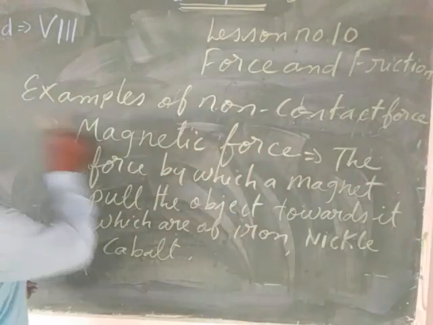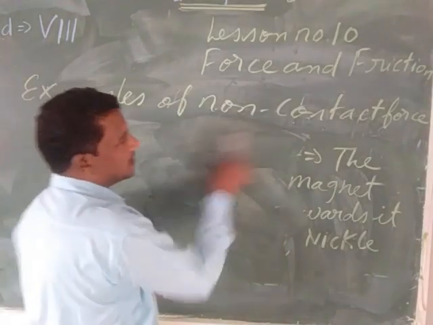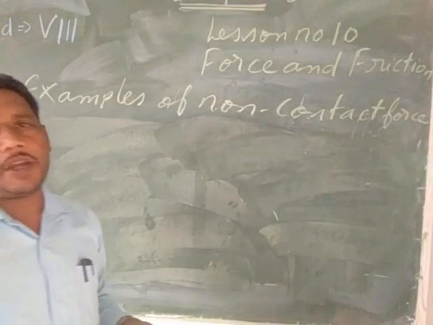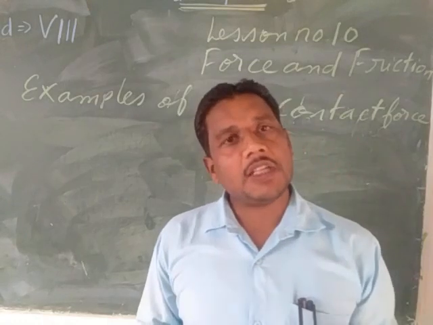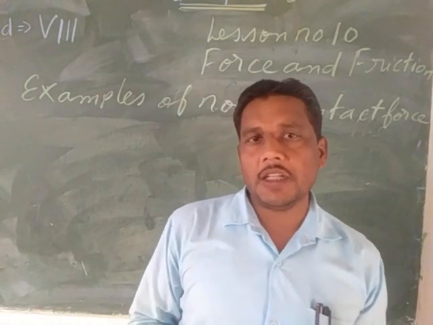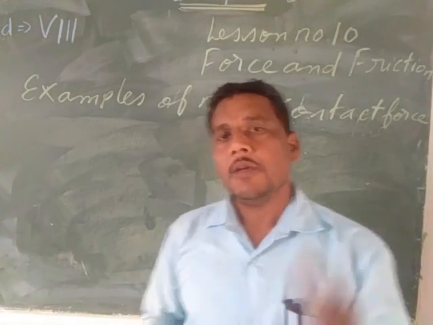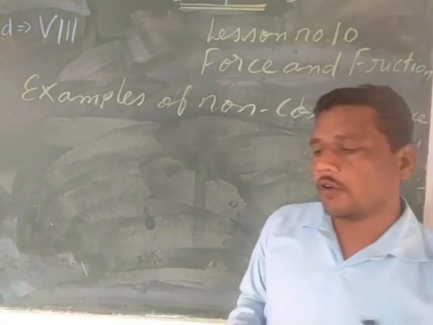In this magnetic force, if you bring the things made up of iron, nickel and cobalt near the magnet, they will go and stick to the magnet because of the strong magnetic power. Even though the magnet is not in touch with the iron nails or the things made up of nickel and cobalt, they are going and sticking to the magnet because of the strong magnetic power. So that is also a type of the non-contact force.